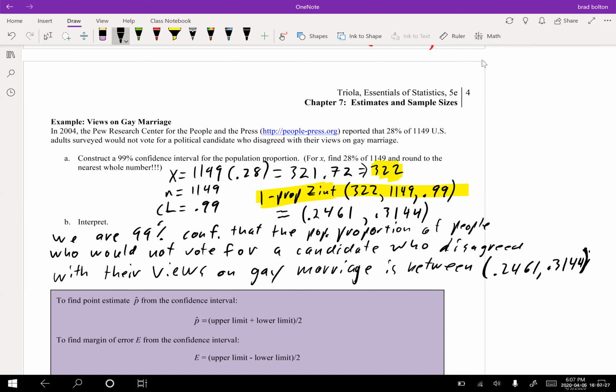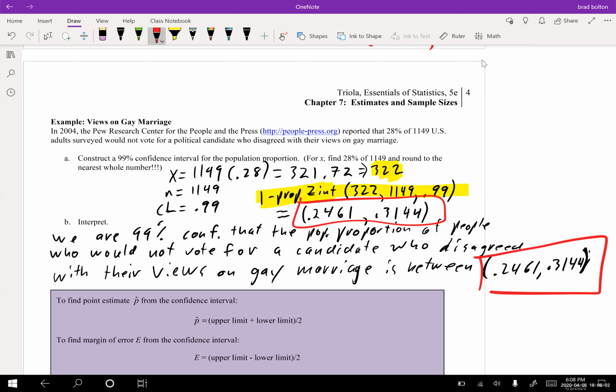So you're telling someone, I don't know for sure what the exact number is, but I'm 99% confident it's in between here. This is the population proportion based on this sample of US adults who I believe would not vote for a candidate who does not agree with their political view on gay marriage. I can tell you it's between about 24% and 31%, somewhere in that range. That's what confidence intervals do.